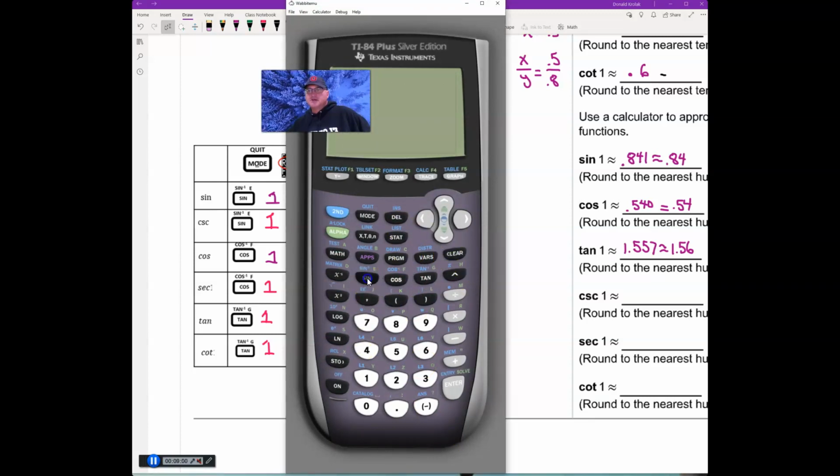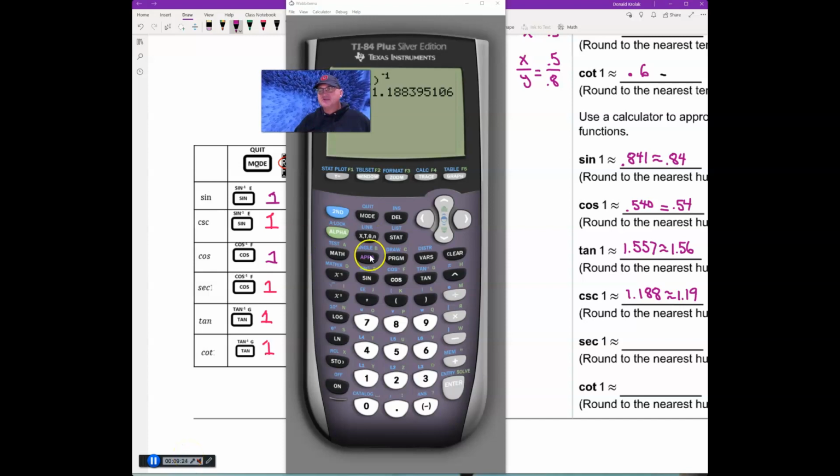Okay, so what that would look like: clear, sine 1, close the parentheses, reciprocal, enter. And round to the nearest hundredth, that would be 1.188 or 1.19.